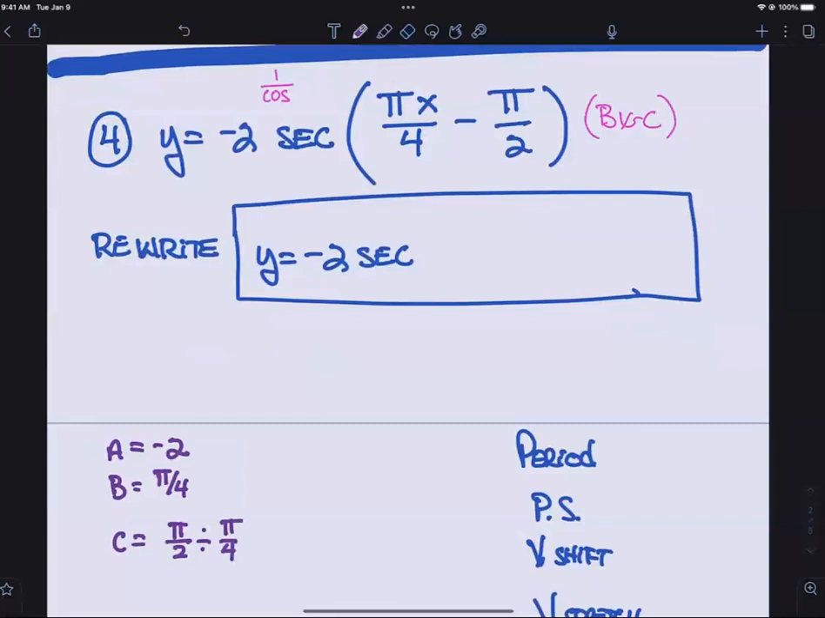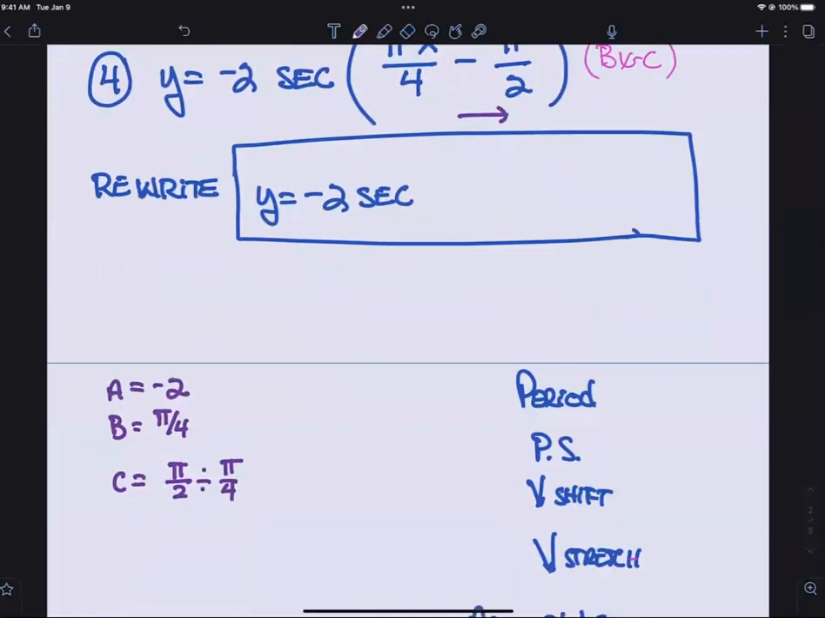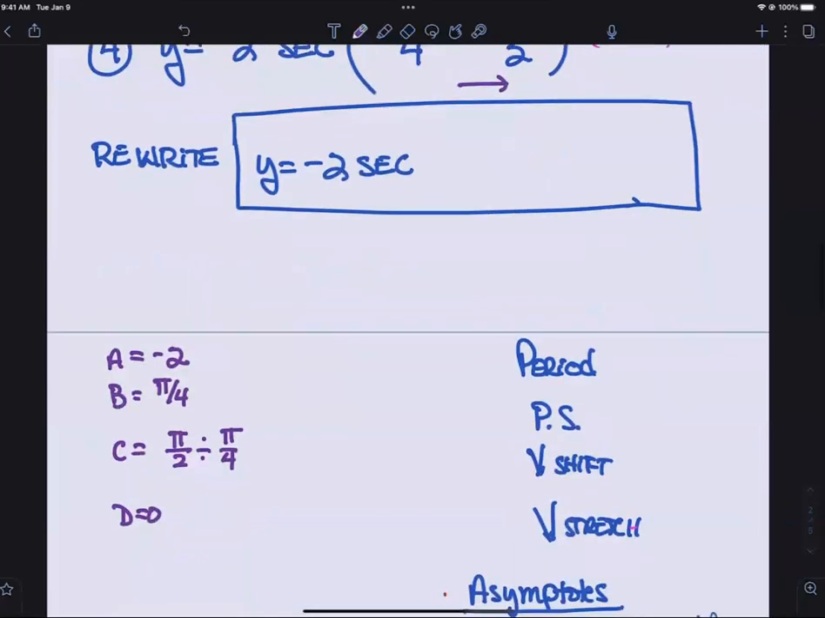So I'm going to factor that out. The way that I would factor that out is by dividing. And since this is a minus, that means this graph is going to be shifted to the right. And let's see, D is 0. So just kind of identifying all my players. Let's go ahead and do the algebra here. So this is going to be pi over 2 times 4 over pi. And that's going to give me C is 8.